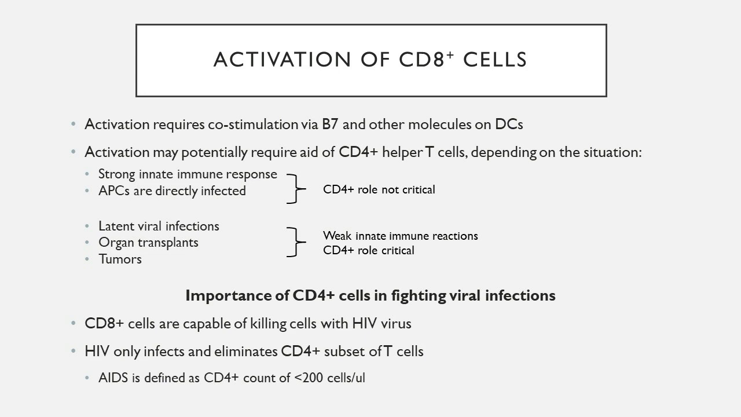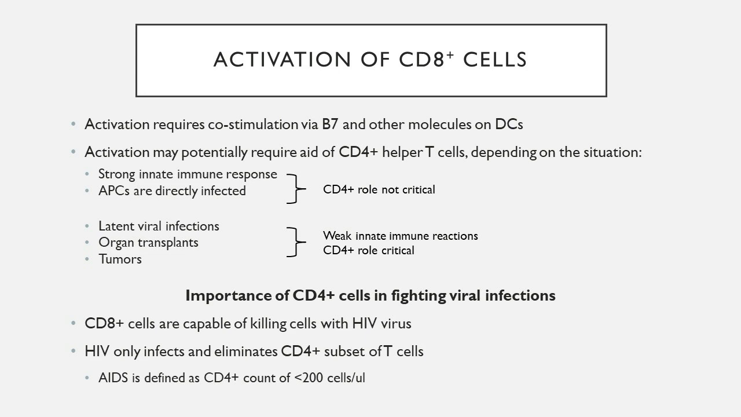Now, activation may also potentially require the help of CD4 plus helper T cells, depending on the situation. If there's a situation that results in a strong innate immune response, which in itself would produce a lot of B7 ligands that would act as co-stimulators, or in cases where the antigen-presenting cells, like dendritic cells, are directly infected, then the role of CD4 plus cells is not as critical. However, in cases where we have latent viral infections, organ transplants that themselves don't have any infectious agents, or cancerous tumors, these all produce very weak innate immune reactions. And this is where CD4 plus cells actually have a really critical role in activating CD8 plus cells.